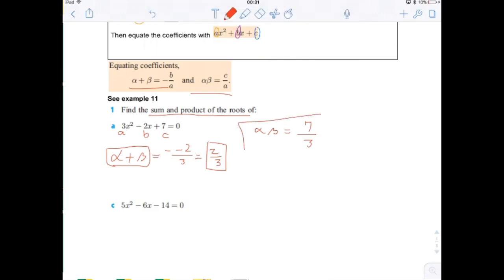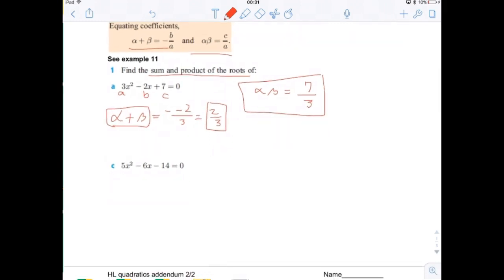So we know that alpha, the product, is equal to 7/3. Okay? All right, let's look at C. So we have 5, -6, and -14 as our A, B, and C coefficients. We're going to figure out the sum and product of the roots. Remember, the roots are alpha and beta.